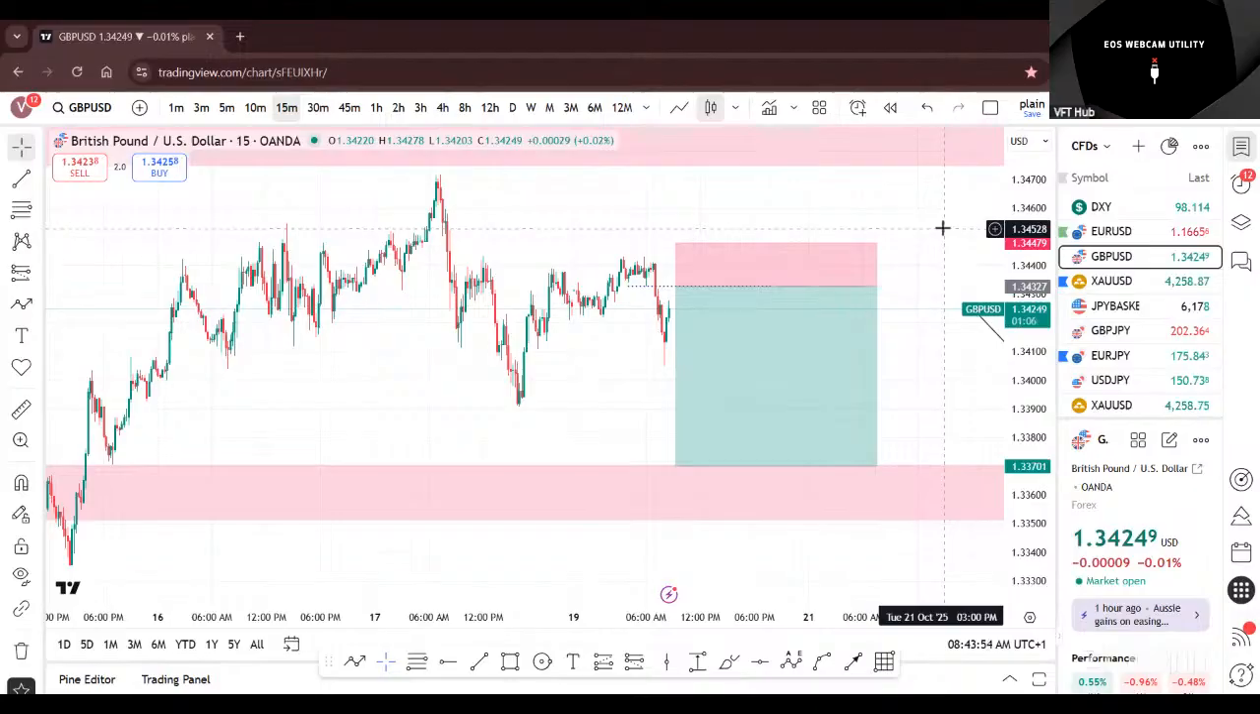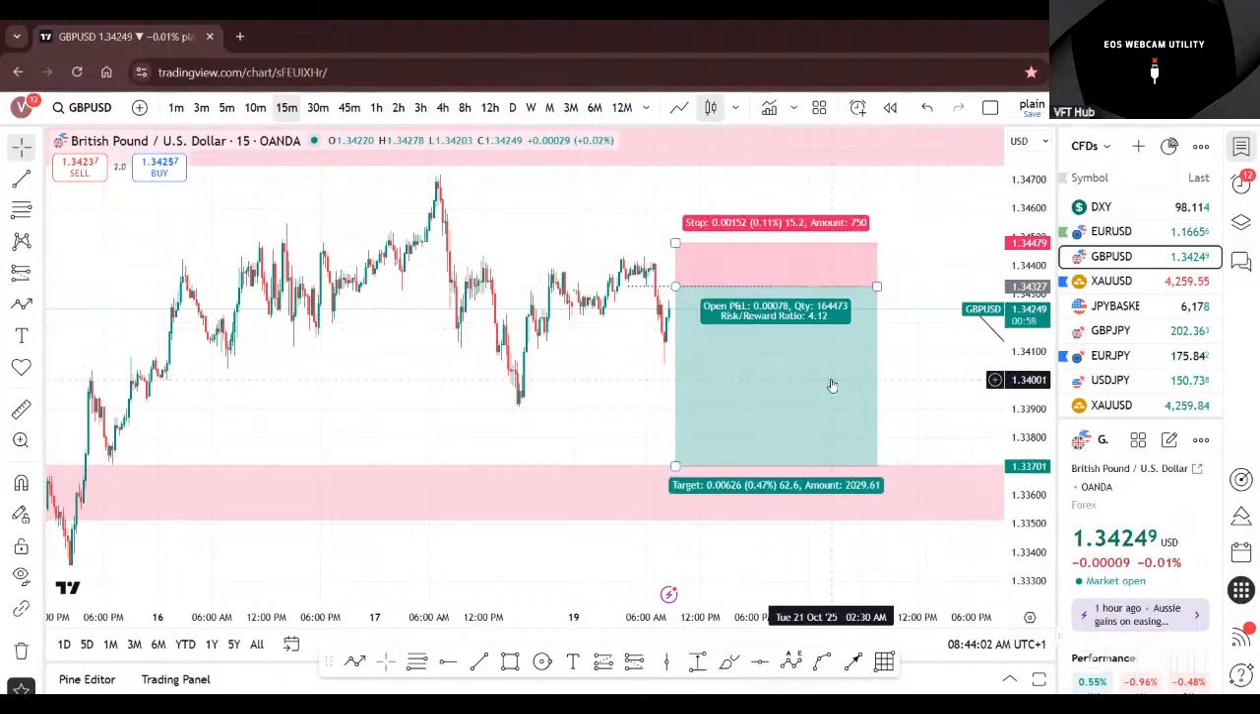So GBP USD sell, this is what we have. And then when it gets here, we're going to look for a buy trade and then trade it all the way to the upside. Okay. So this is what we have for today. And I hope you all are able to see it and then take advantage of it.